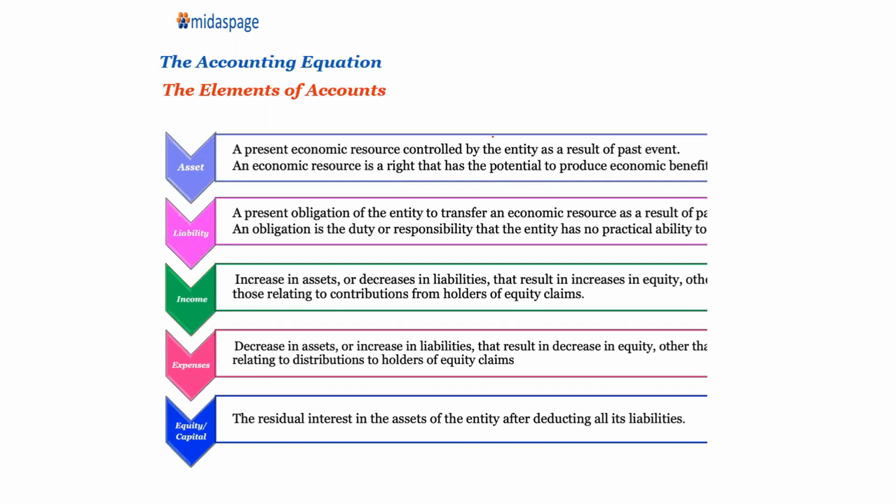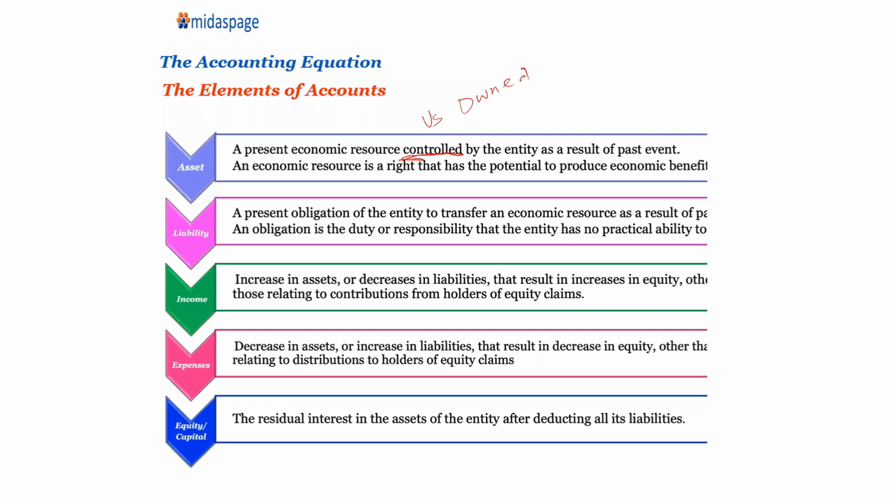What is an asset? You said an asset is a present economic resource, controlled by the entity as a result of past events. So the word used there is control versus own. In the earlier textbooks, you will see the word own. But we have progressed now. It's no longer own, but controlled. Because you can own an asset, but you are not the one controlling it for the purpose of business.